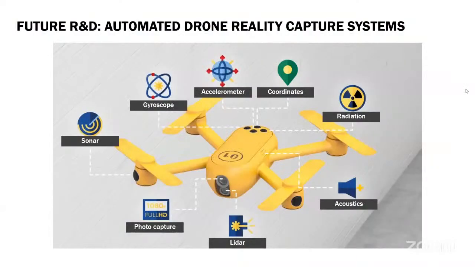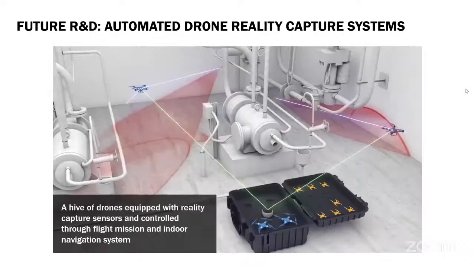So if we have areas of a nuclear facility that are quite unavailable for humans to perform radiological and physical surveys, we can use robotic systems and drone systems. Here is an example of using a small drone system equipped with different sensors for capturing physical characteristics as well as radiation characteristics. We developed technologies that use this hive of drones, a group of drones equipped with these sensors and controlled through flight missions with special indoor navigation systems.